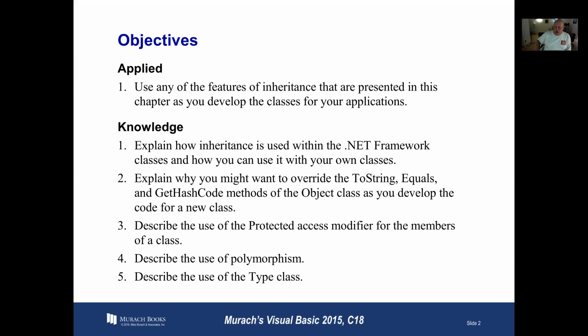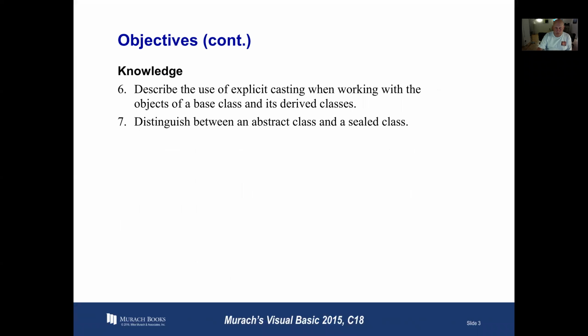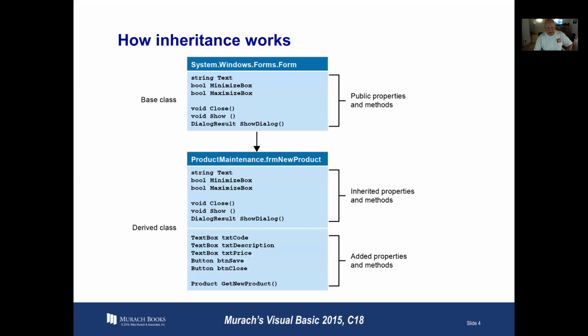You're also going to describe the use of the protected access modifier for the members of a class, you're going to describe polymorphism, and you're going to describe the use of the Type class. Also, you're going to describe the use of explicit casting when working with the objects of a base class and its derived classes. And you're also going to be able to distinguish between an abstract class and a sealed class.